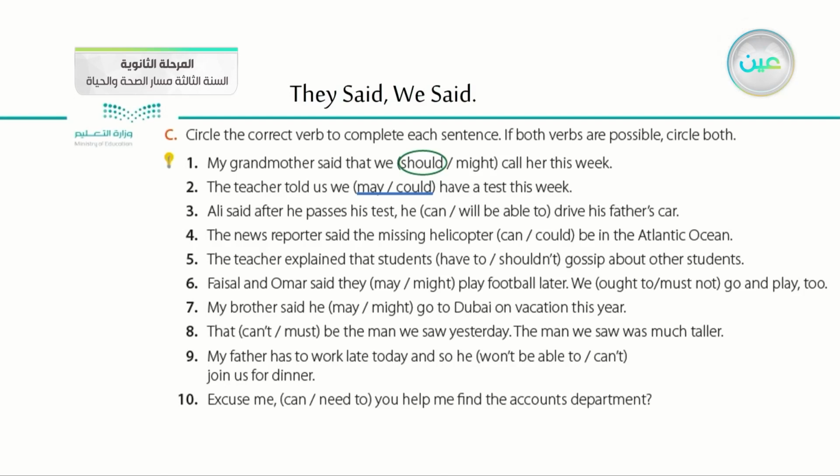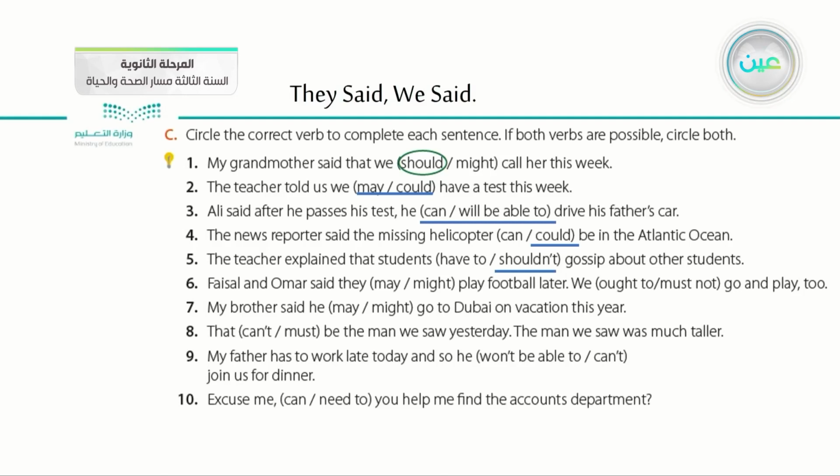Number three, Ali said after he passes his test, he can or will be able to drive his father's car. So Ali has just passed the test, and he's talking about driving his father's car. Is he talking about something in the past, the present, or the future? Yes, he's talking about something in the future. So what is the correct answer? Both of them, can or will be able to. Number four, the news reporter said that the missing helicopter can or could be in the Atlantic Ocean.